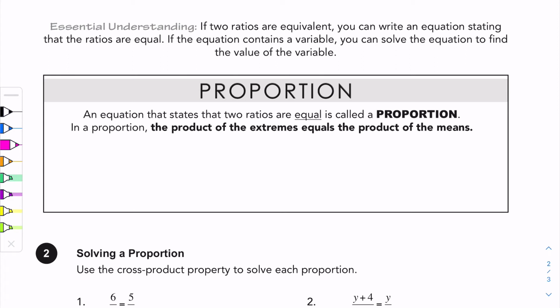Moving on to proportions. An equation that states that two ratios are equal is called a proportion. In a proportion, the product of the extremes equals the product of the means. So I'm going to have you use cross multiplication for this, and we can say if a over b is equal to c over d, then you can cross multiply your a and d values, and you can multiply your b and c values.